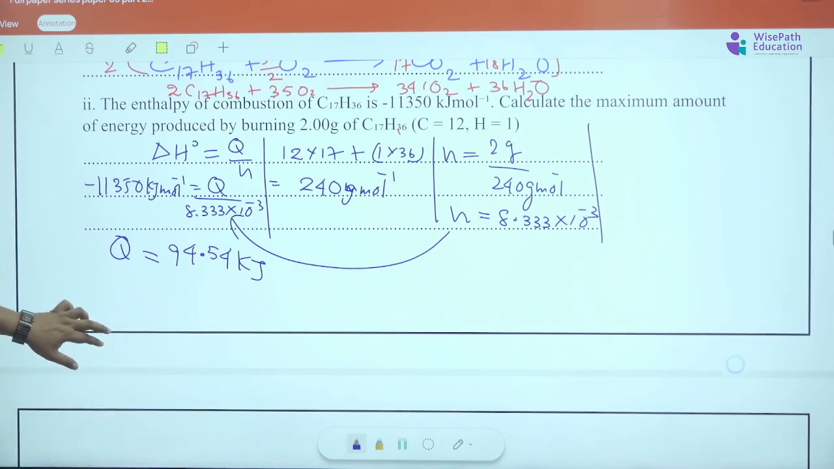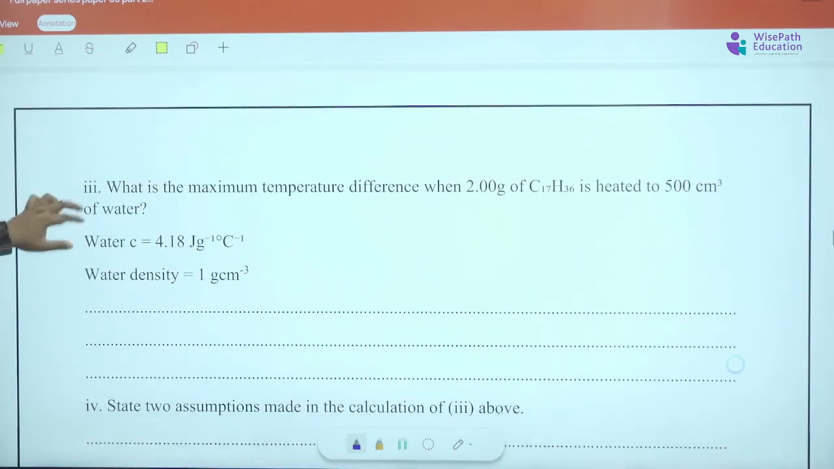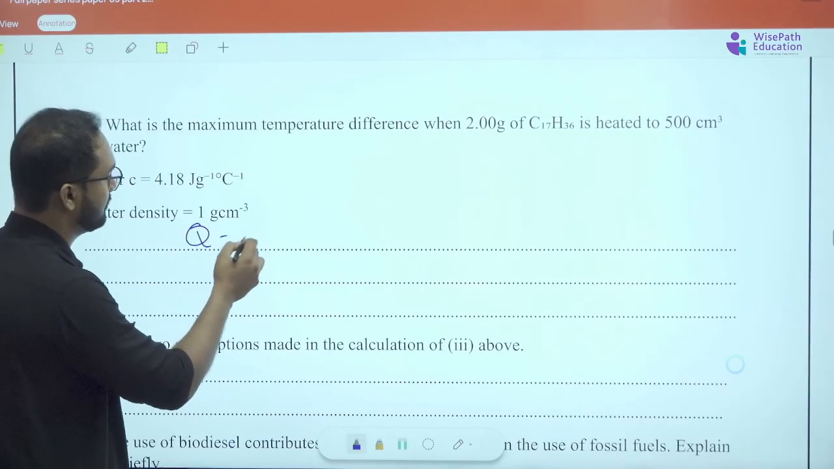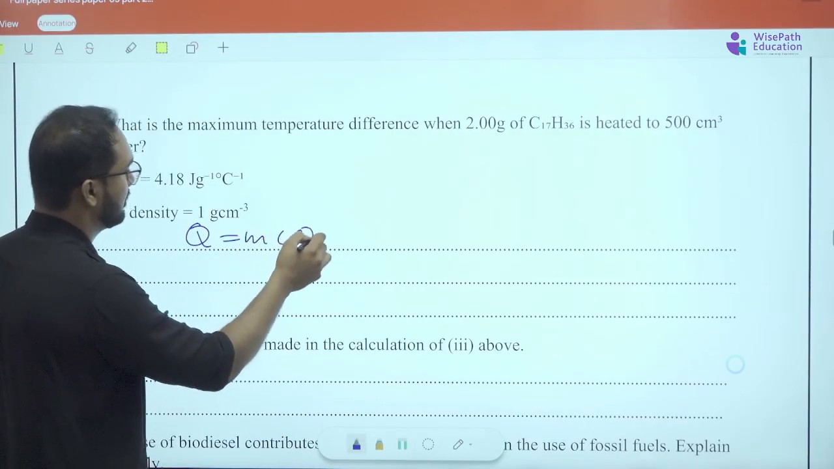Shall we go to the next one? The next one, what is the maximum temperature difference when 2 grams of heptadecane is heated in 500 cubic centimeters of water? The specific heat capacity and the density are given. So how do you find it? Q equals m c theta. That is the equation, right?